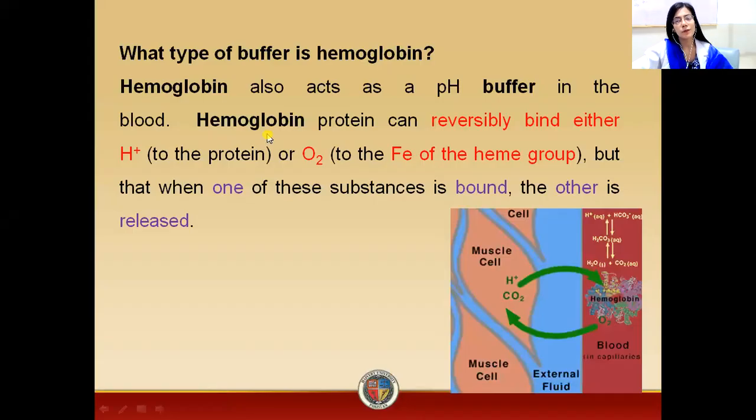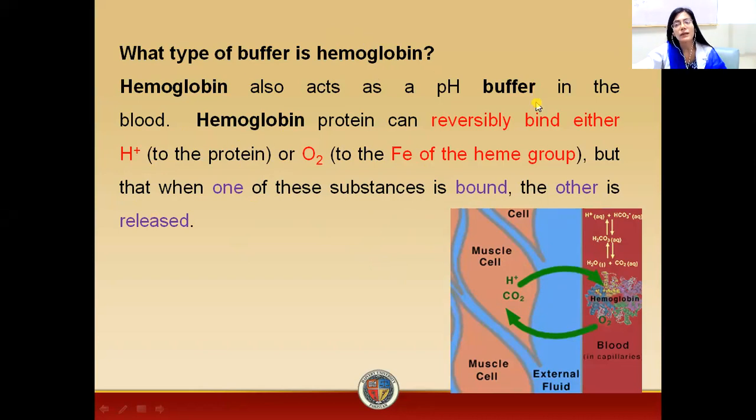Now, what type of buffer is hemoglobin? As students, we already know that hemoglobin has the ability to combine itself with hydrogen ions, oxygen, and carbon dioxide. Basically, oxygen binds to the iron part, or heme group, of the hemoglobin. But at a time, only one agent will bind itself to the hemoglobin. At a time, it will bind either with hydrogen ion, or carbon dioxide, or with oxygen.